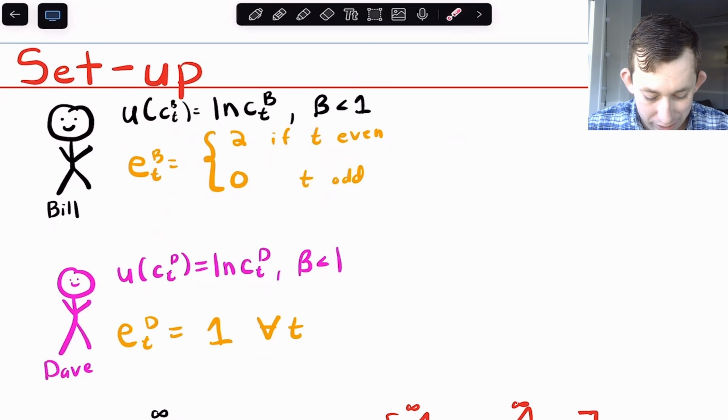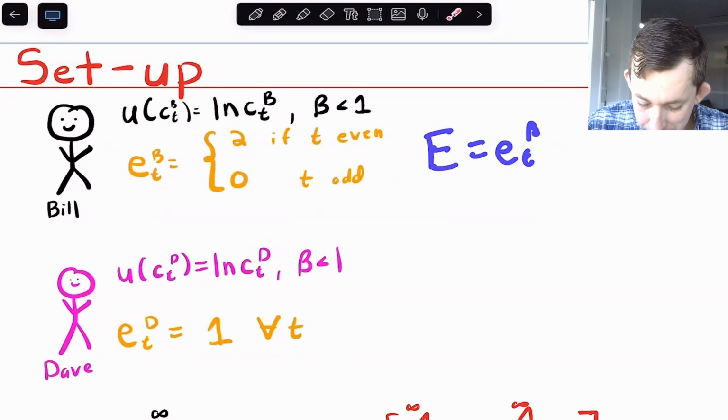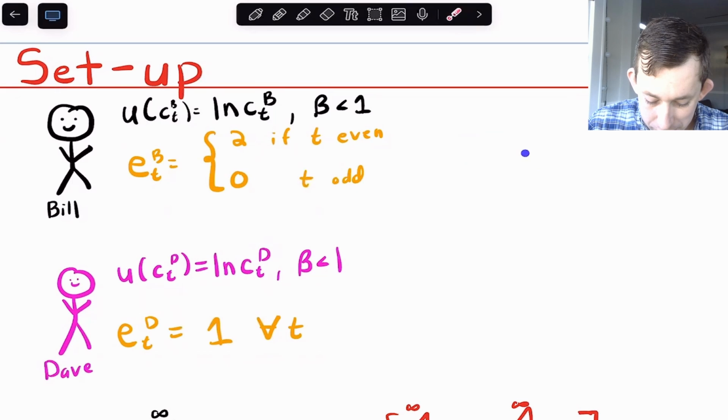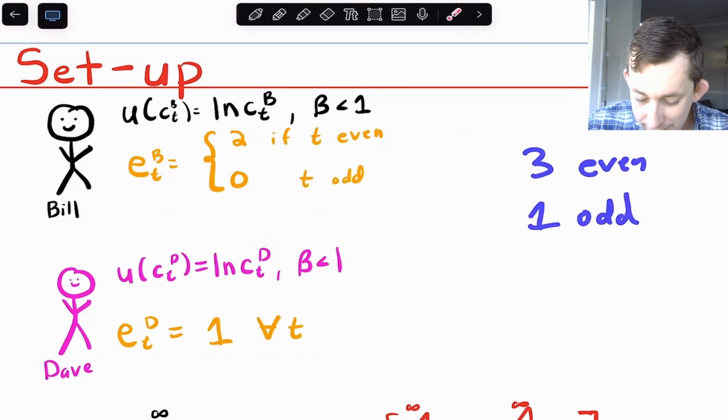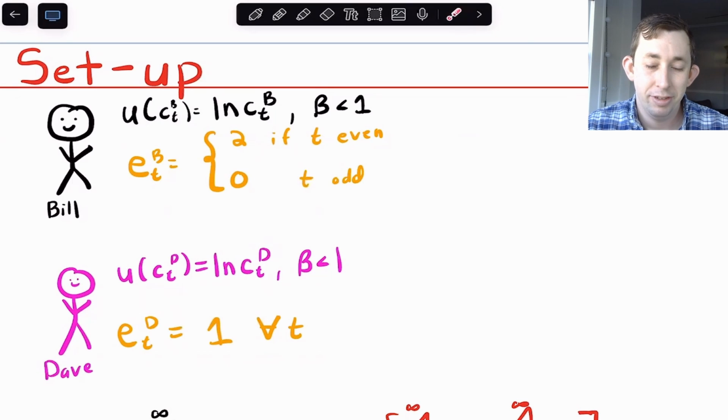And notice that the difference here is that Bill has an alternating endowment. So he gets 2 in even periods and 0 coconuts in odd periods. And Dave is going to get 1 coconut in each period. So notice that the total endowment, or big E, which I'm going to define as ETB plus ETD, is alternating between 3 in even periods and 1 in odd periods. And again, we're trying to show that both Bill and Dave are consuming a constant share of that total endowment, whether or not total endowment is 3 or 1.